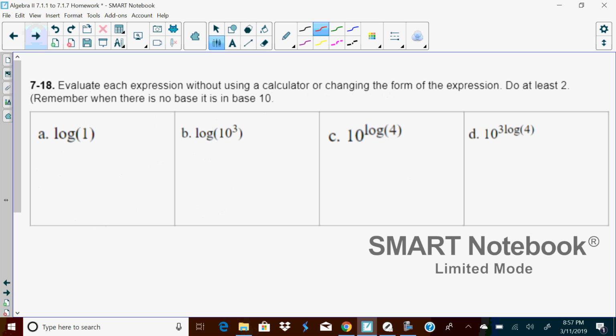Problem 17, or 18, sorry. Evaluate each expression without using a calculator or changing the form of the expression. Do at least 2. So like the log of 1 is base 10, the log of 1. So I'm thinking 10 to the x power equals 1. It's got to be 0. This one it would be 3. This one the answer is 4. And this one the answer is 64.